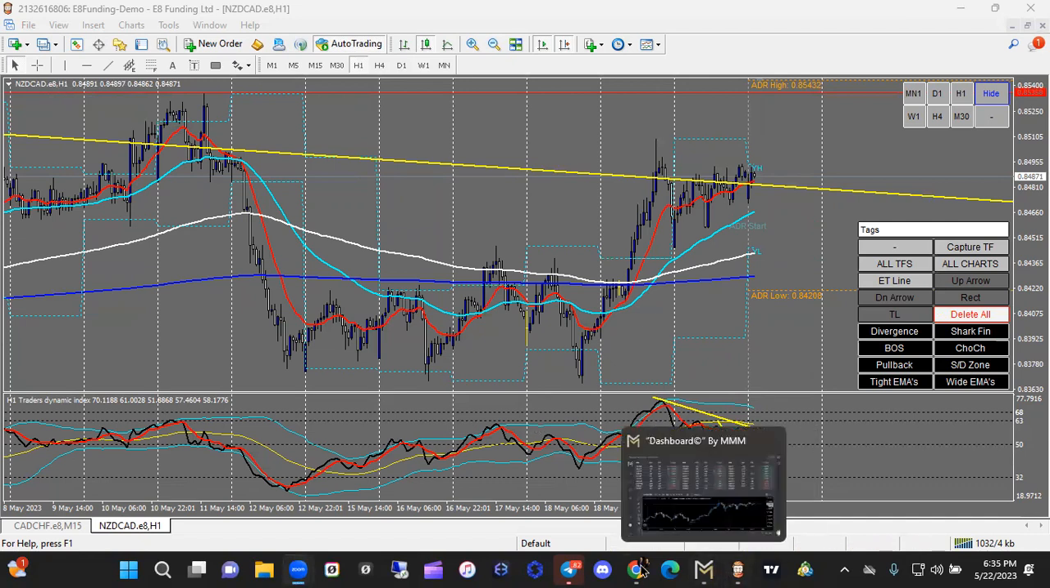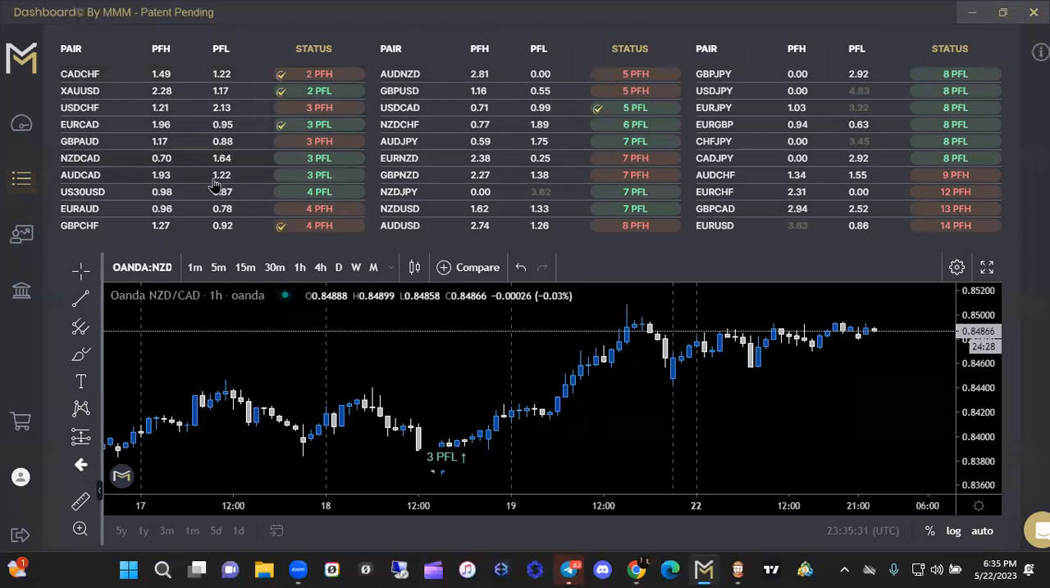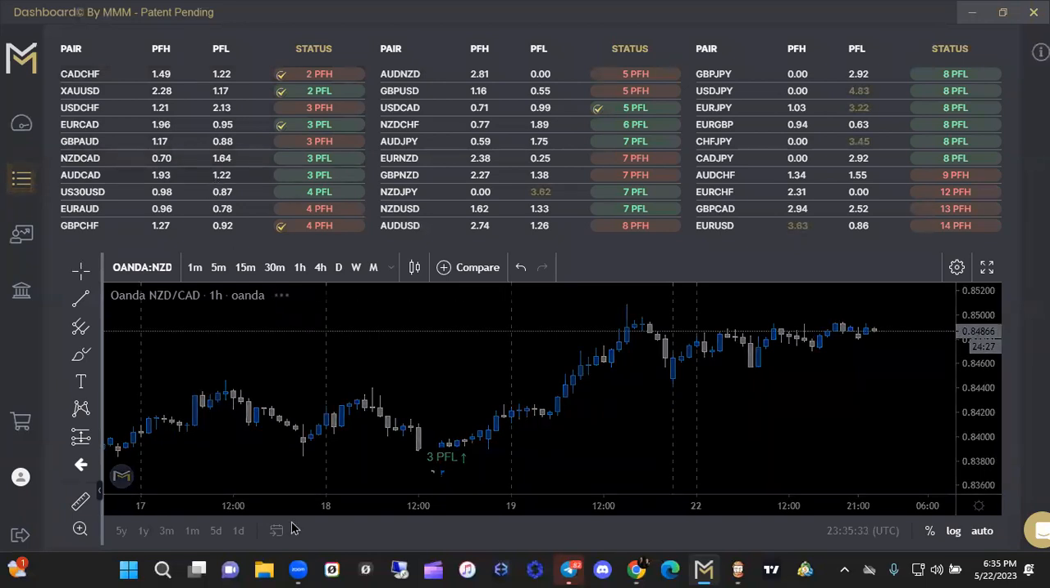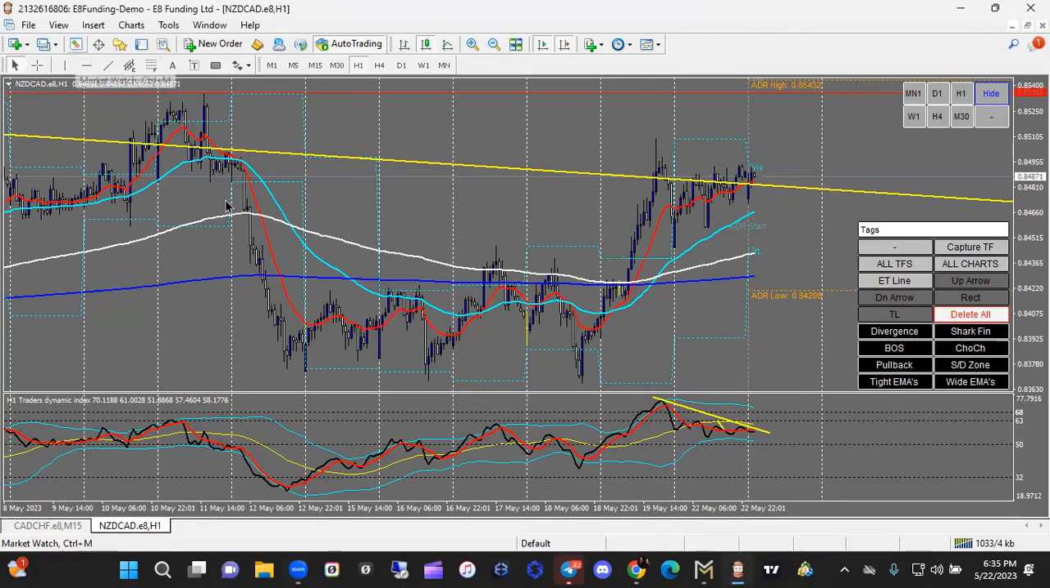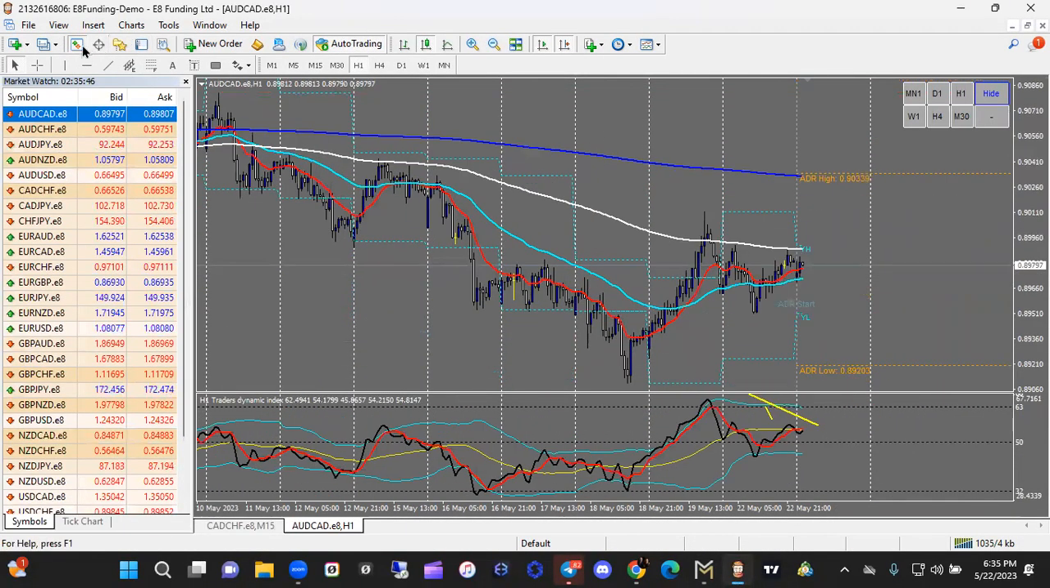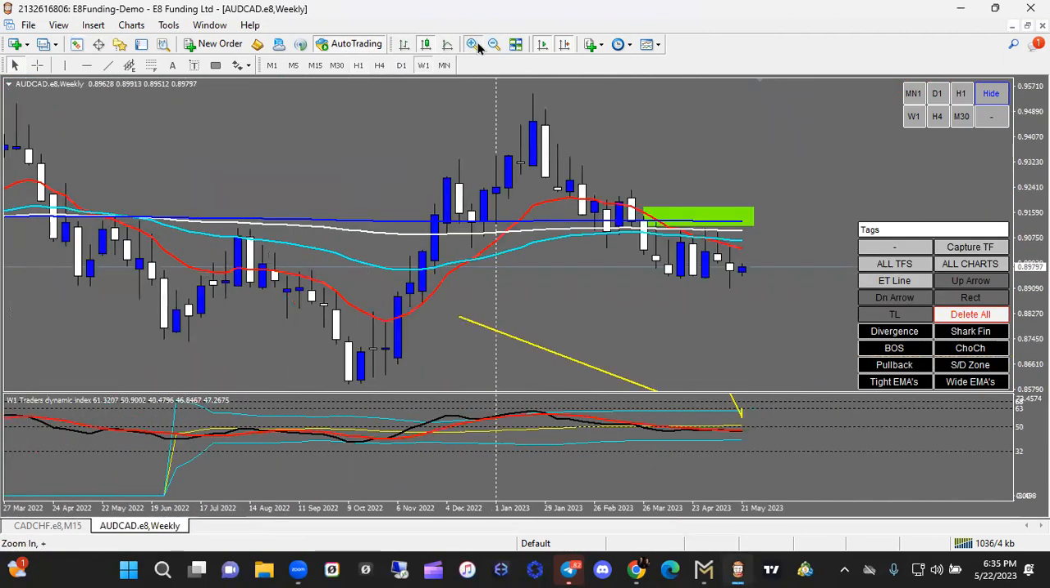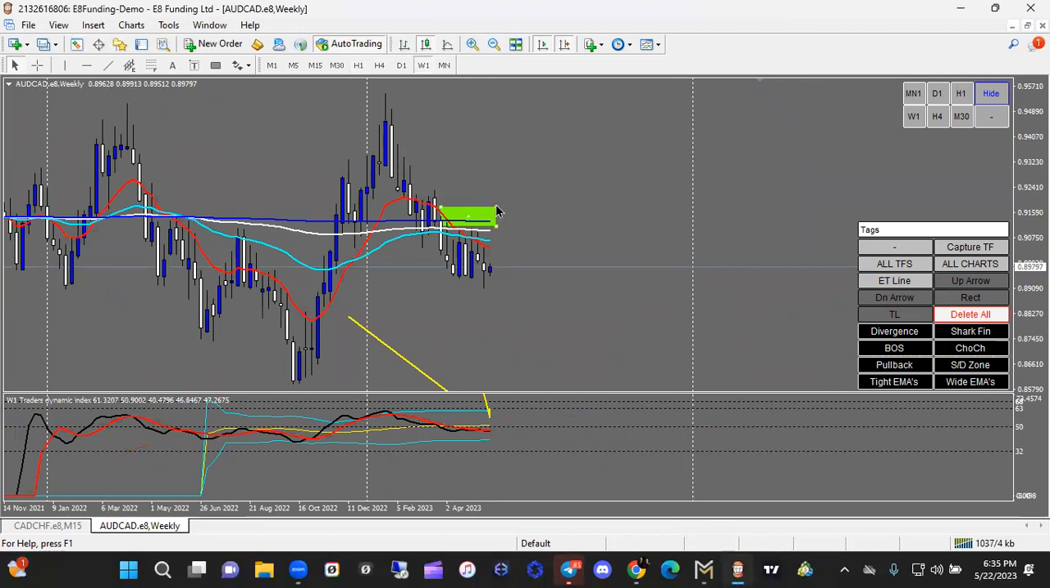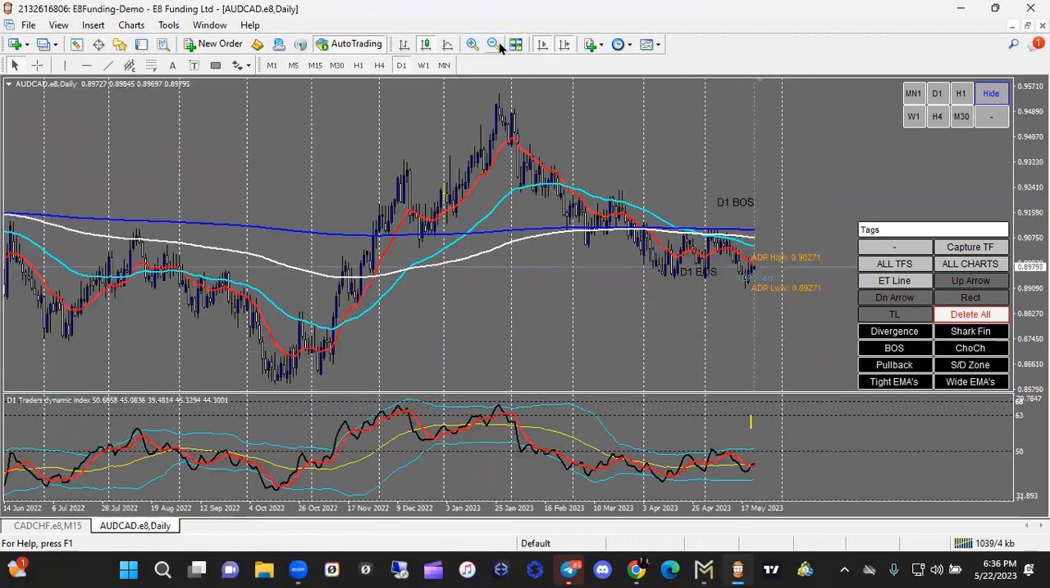Now let's go to AUD CAD. It's got a T formation low. Weekly. It's throwing a bunch of wicks. Don't care for that. Daily, stuck in consolidation, right? You got here, it's just in a channel. All these pairs are in channels.